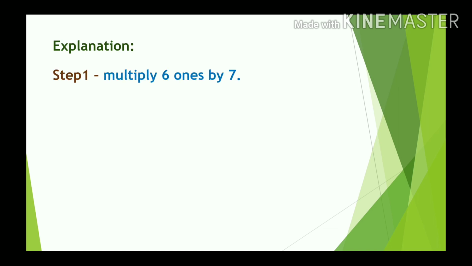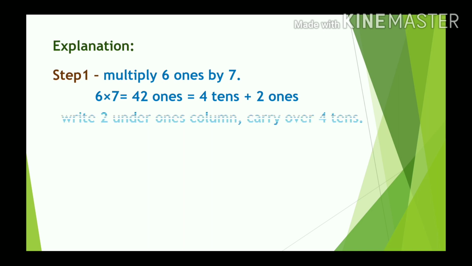So first, step 1, multiply 6 ones by 7. That is, 6 multiplied by 7 is equal to 42, and because 6 is written under the ones place, 42 is ones. So we can write 42 ones as 4 tens plus 2 ones. Now write 2 under the ones column, carry over 4 tens.